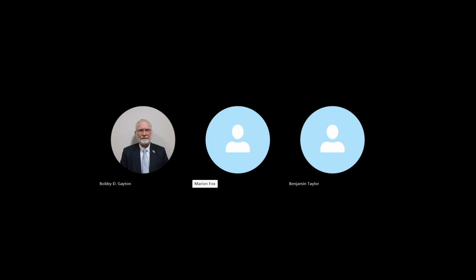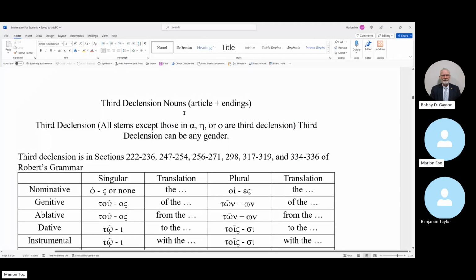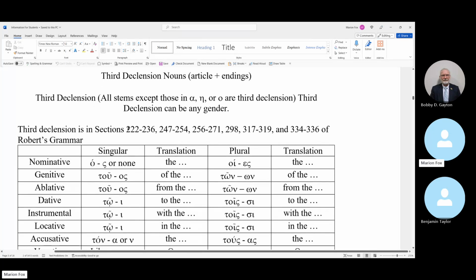Information for students. In that information for students file over here, I have the third declension nouns on it. That's on page 5 of that file. It's a 28-page file. And you can go down and see the forms for them, and then the page number sections in Robert's Grammar where this is found. All right, all these pages go through this third declension.